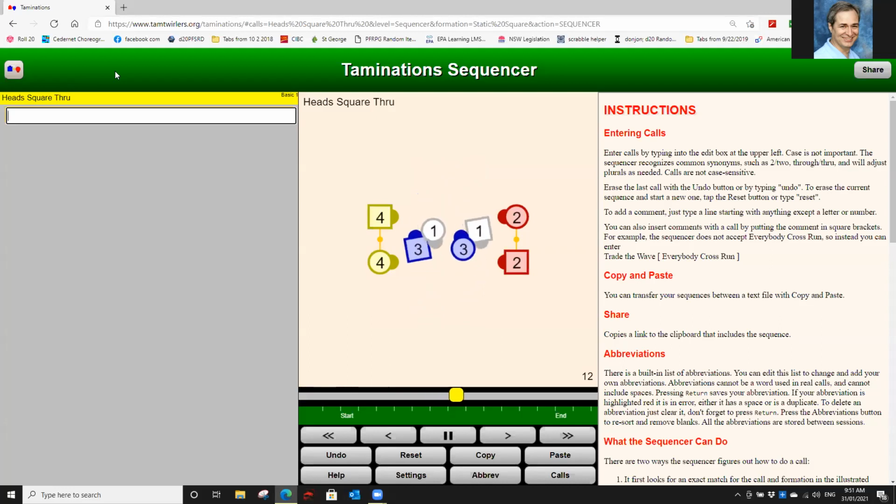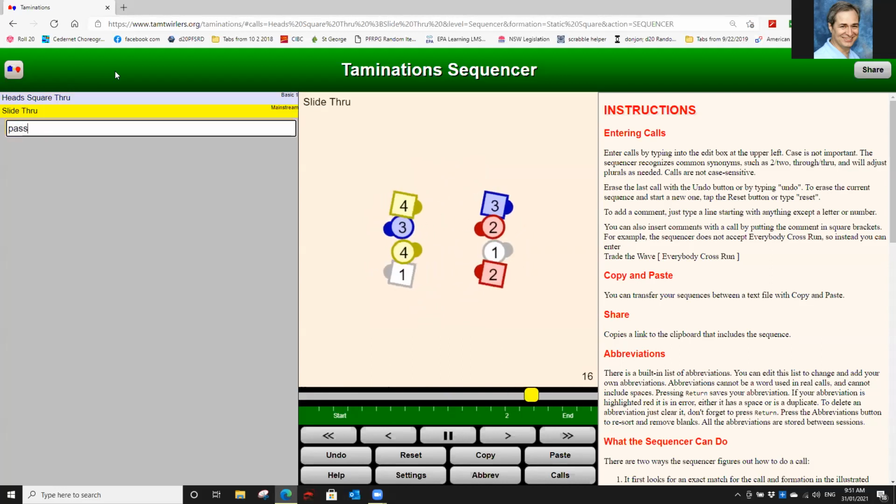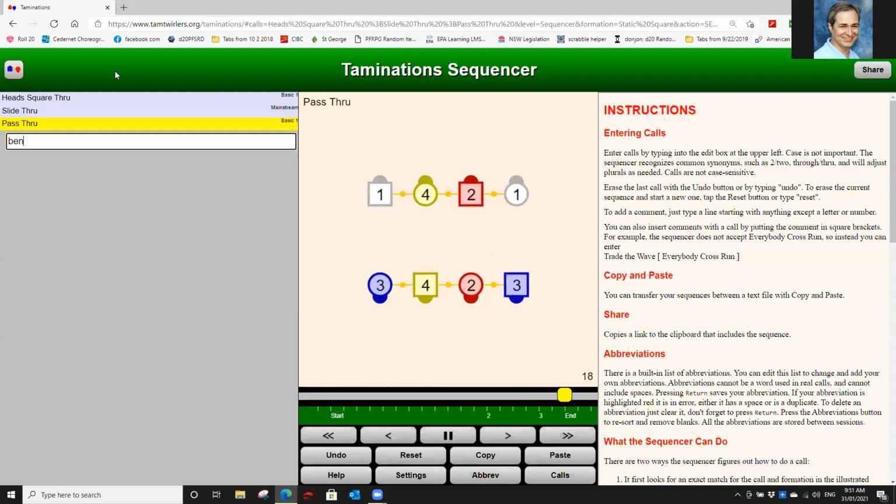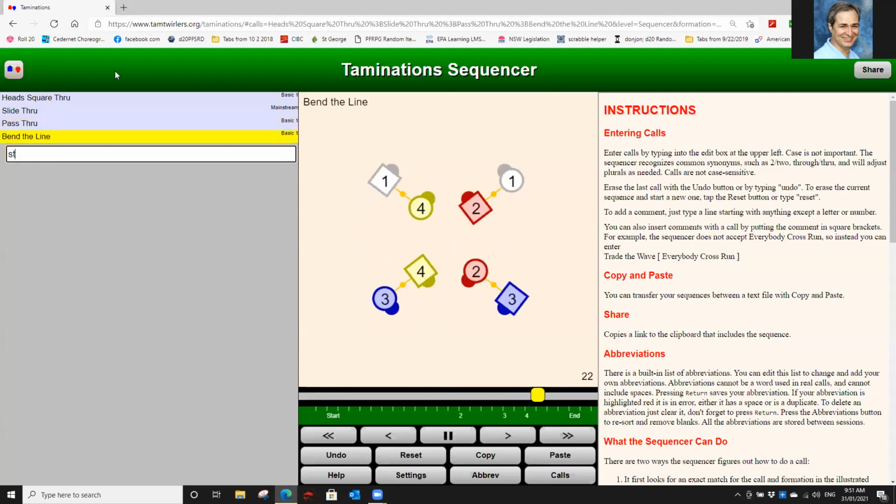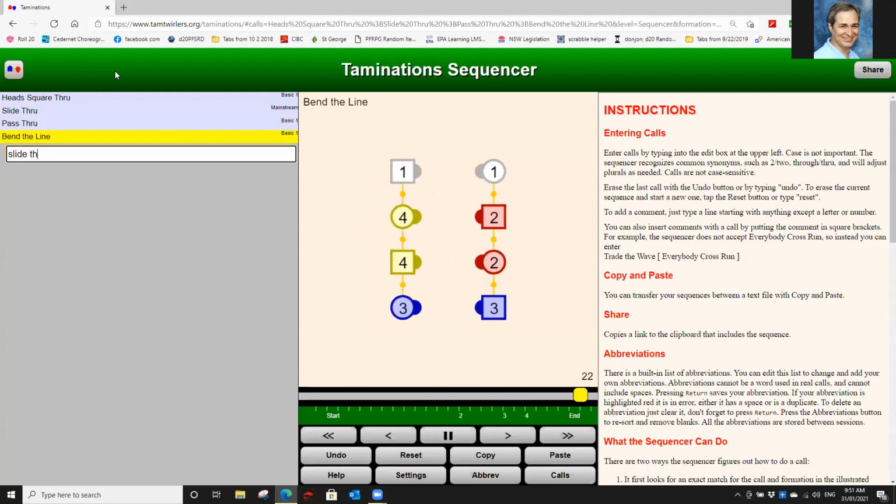Here's the invert and rotate module when we're done. Star through or slide through. Pass through. Bend the line. Slide through.